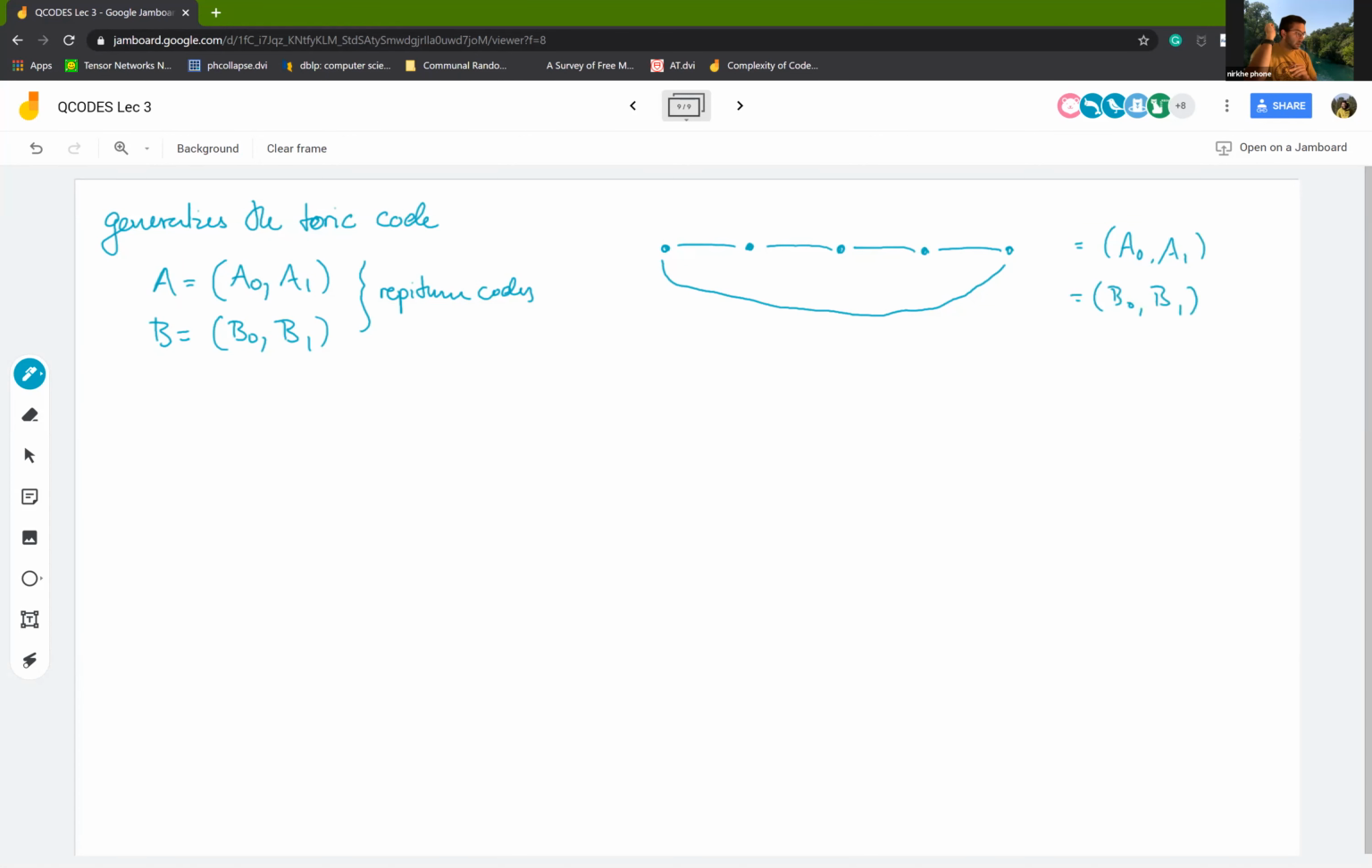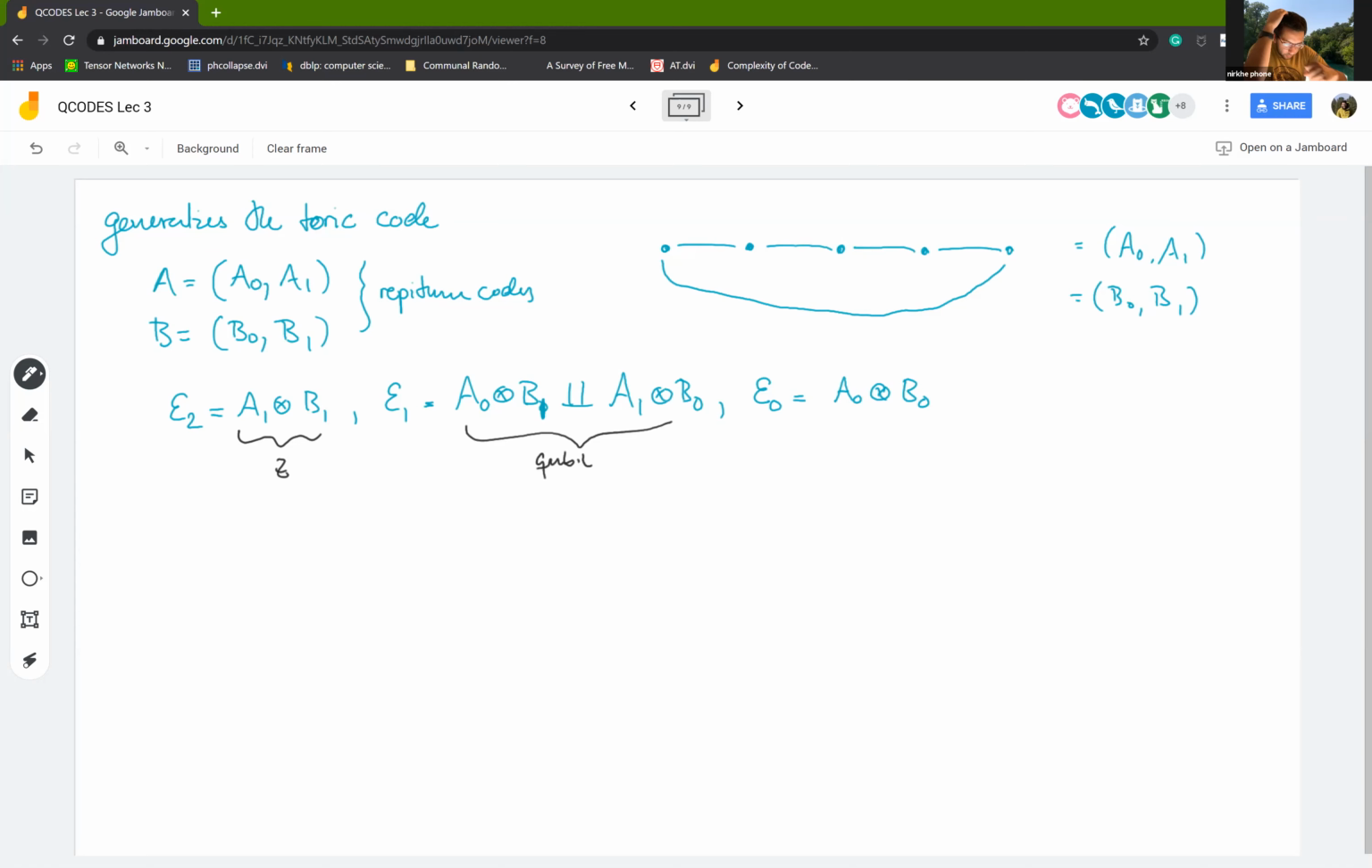Now let's see what actually happens. And so here's what's going to happen. When I take the product, my E2 is going to be my A1 tensor B1. And I want to think of this as my Z checks. My E1 is going to be my A0 tensor B1 union my A1 tensor B0. And my E0 is going to be my A0 tensor B0. And what am I seeing this as? I'm seeing this as my Z's, my qubits, and my X's. And why is this the case?